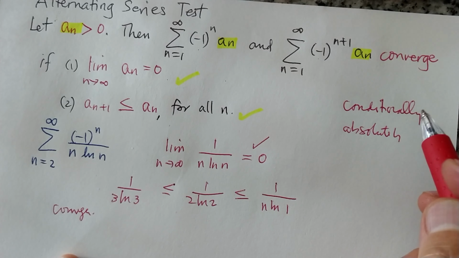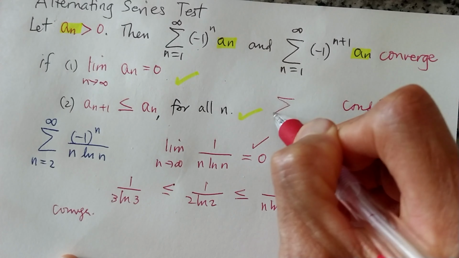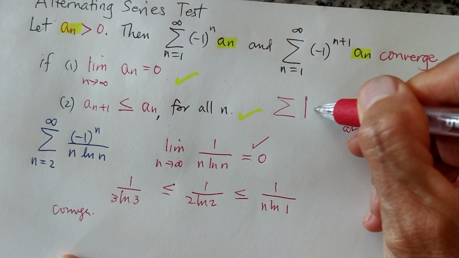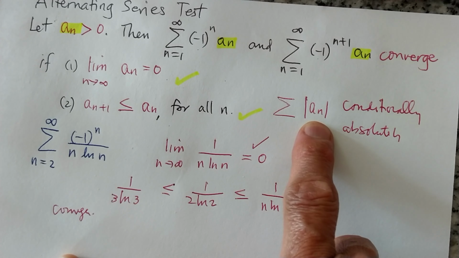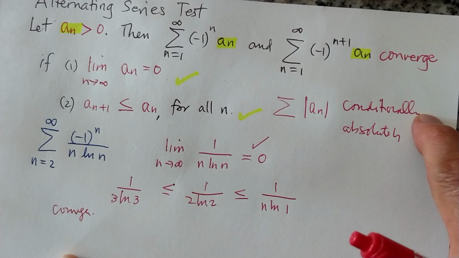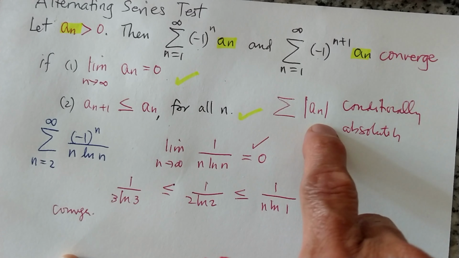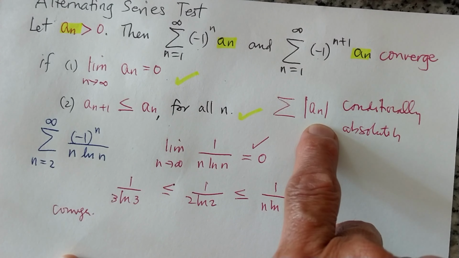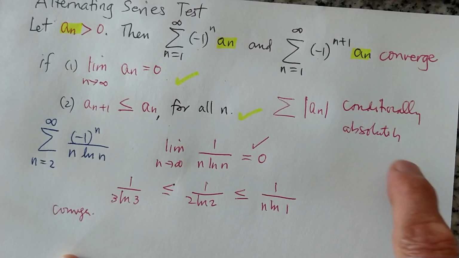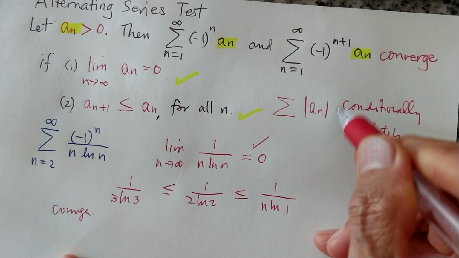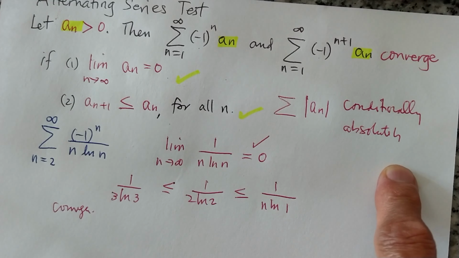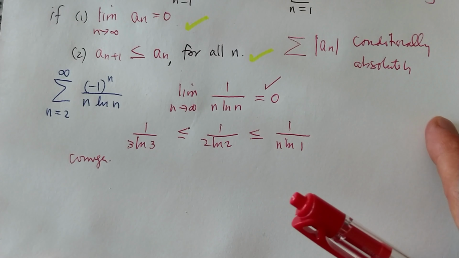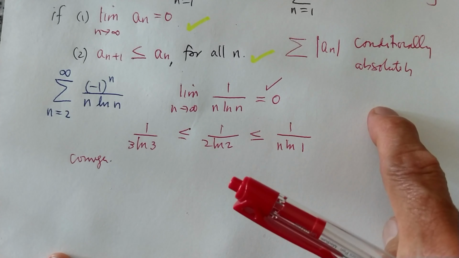converges conditionally if the series represented by the absolute value of a sub n diverges. So it conditionally converges if the series represented by the absolute value of a sub n diverges. It converges absolutely if the series represented by the absolute value also converges. So let's look at the series. Does it converge conditionally or absolutely?